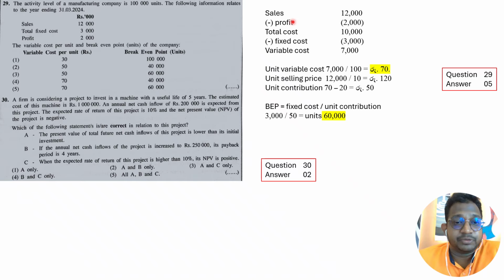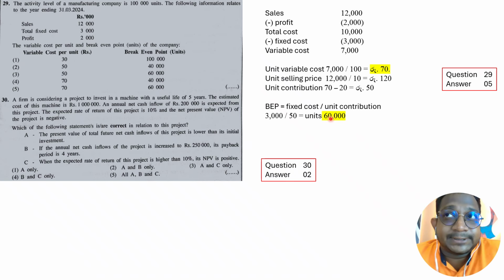Sales 12 million. From that, you have to minus the profit. Then you are getting the total cost. From the total cost, after deducting the fixed cost, you are getting the total variable cost. And that variable cost, you have to divide by the number of units. Then you are getting the unit variable cost, right? Then you can get the unit contribution here, 50, and the fixed cost divided by unit contribution gives you the break-even point. So that's how to do questions 1 to 30, the MCQ first 30 questions.